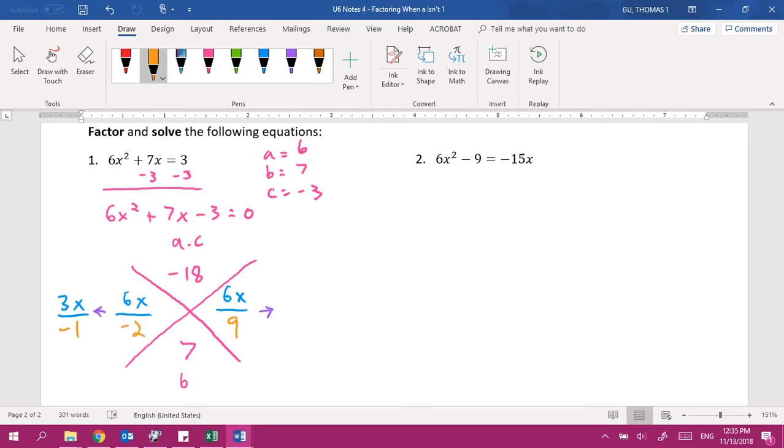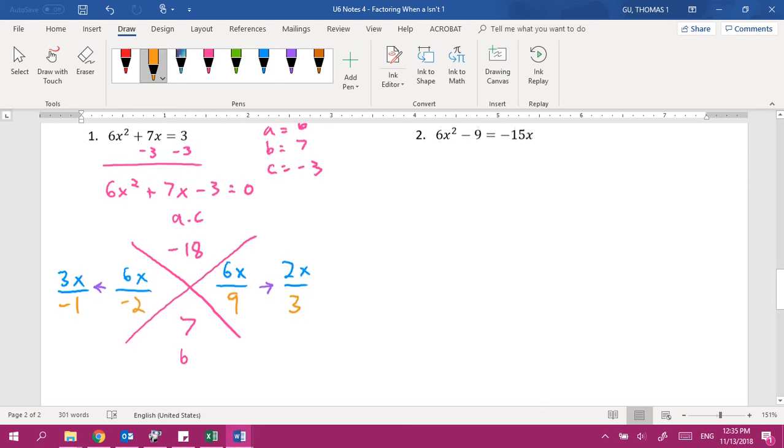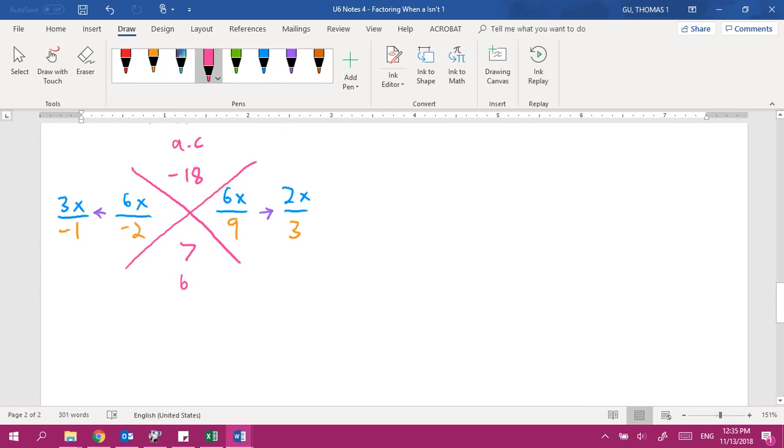So now on the right side, 6 over 9, what does that simplify to? 2 over 3, that's right. So it's going to be 2x over 3, right. Don't forget the x's. So now those fractions tell me what goes inside my parentheses. So what are my two factors? 3x minus 1. That's right, 3x minus 1. And then 2x plus 3. That is correct. Like this. Equals 0.